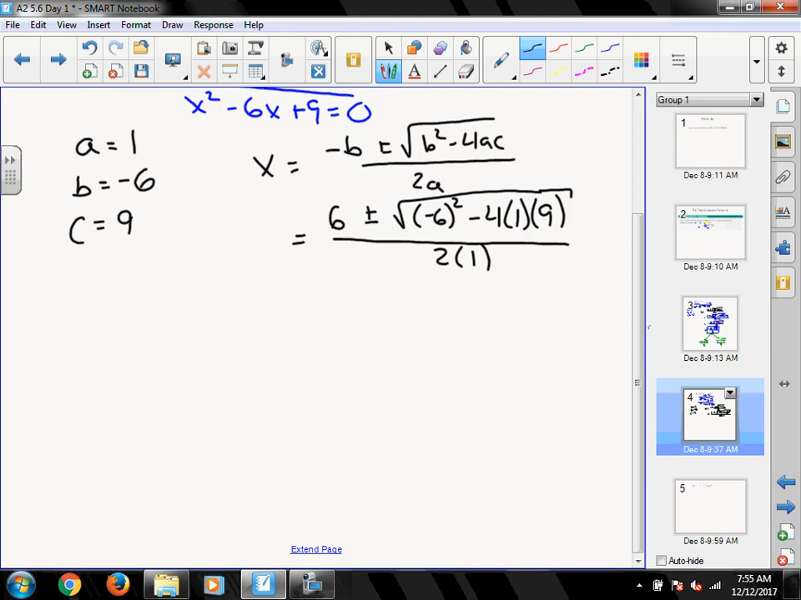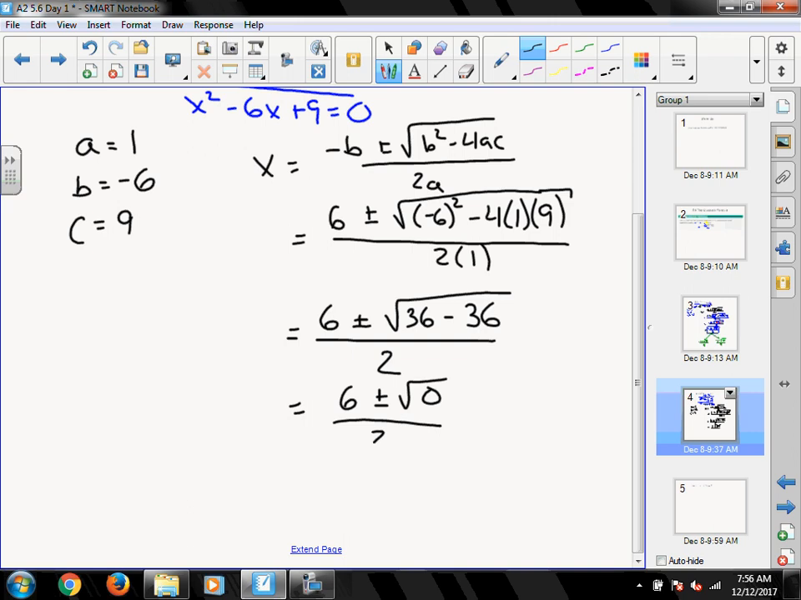And now we're simplifying again. So we're going to get 6 plus or minus the square root of negative 6 squared. This is where those parentheses come in. That's 36 minus 4 times 1 times 9. Which is going to give me 36 minus 36, all over 2, which is going to give me 6 plus or minus the square root of 0 over 2.